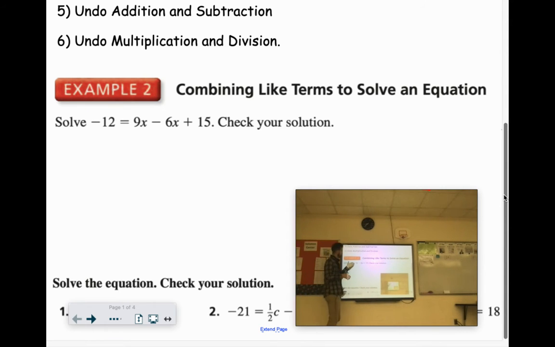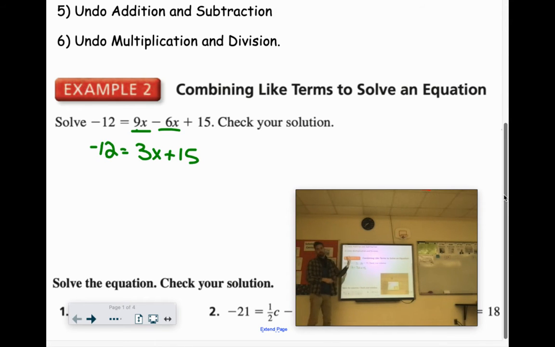So negative 12 equals 9x minus 6x plus 15. Nothing to distribute. Any like terms on the same side? Yeah. Over here, we have 9x minus 6x. That's 3x. So negative 12 equals 3x plus 15.